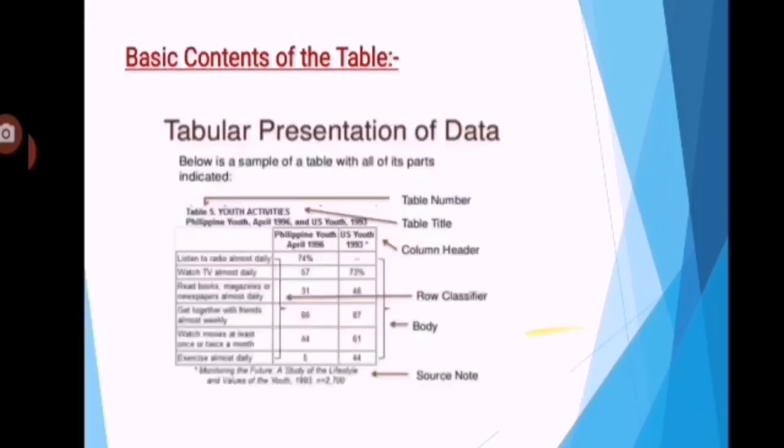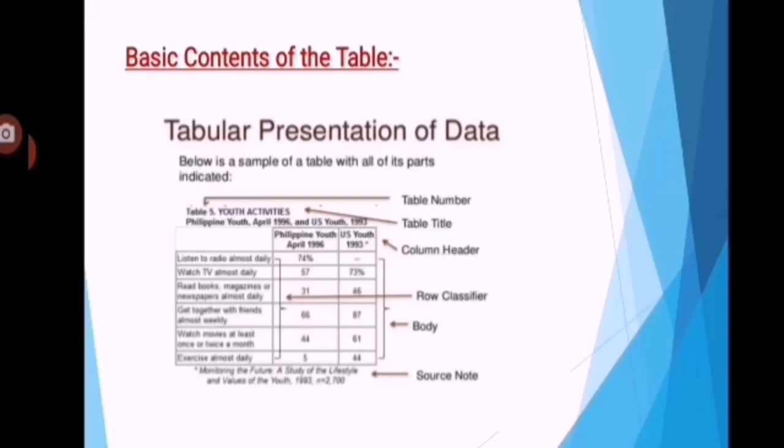Next we come to the basic contents of the table. The basic contents of a table are very essential. Shown in the slide, tabular percentage of data. Below is a sample table with all its parts included. First one is the table number. First put in the table number. As shown, 5 is the table number, and the table title is youth activities. That is the table title.